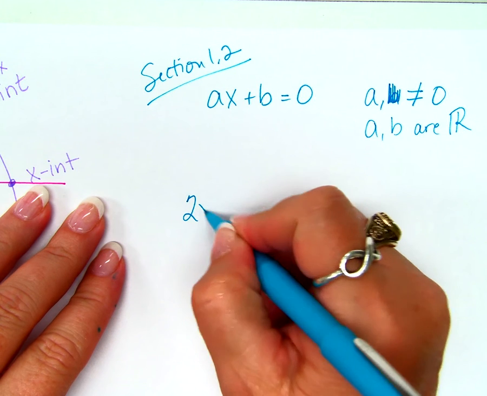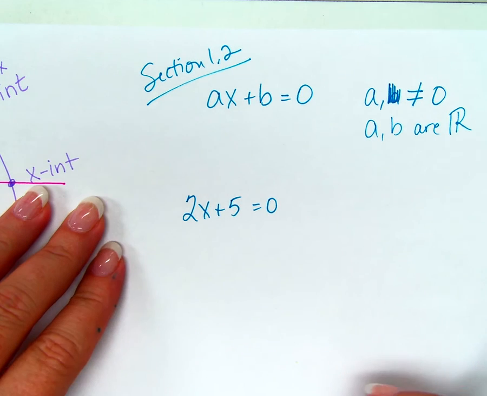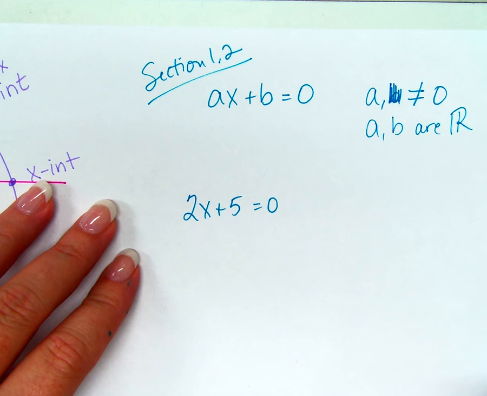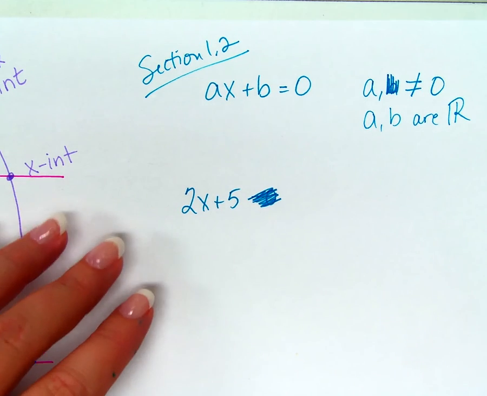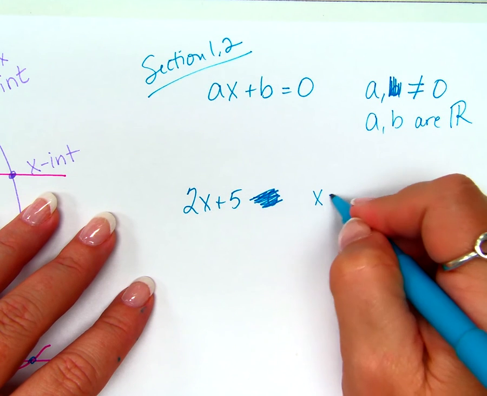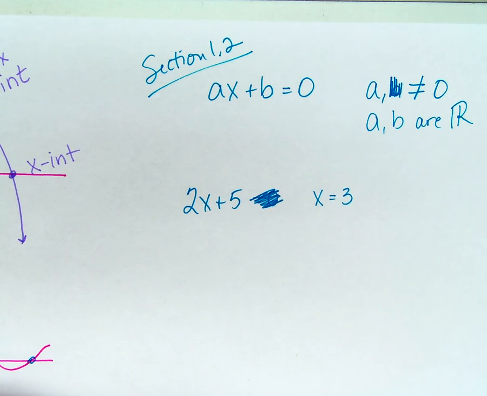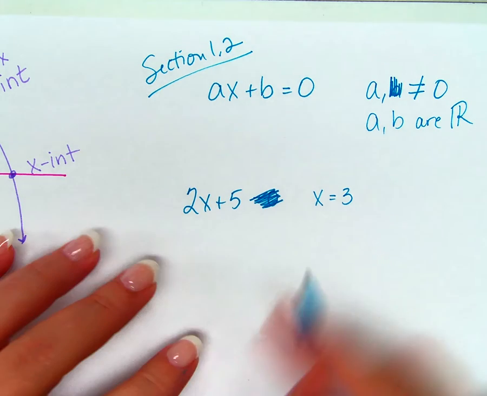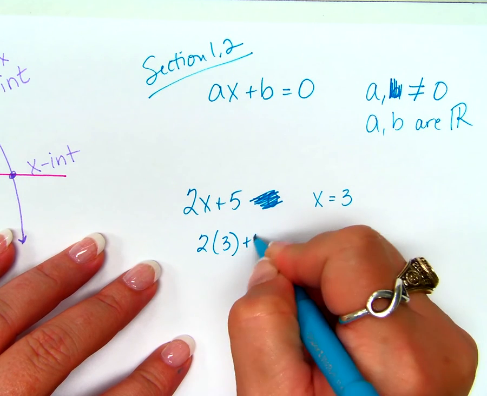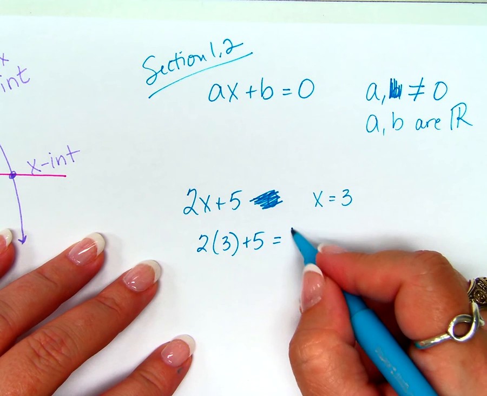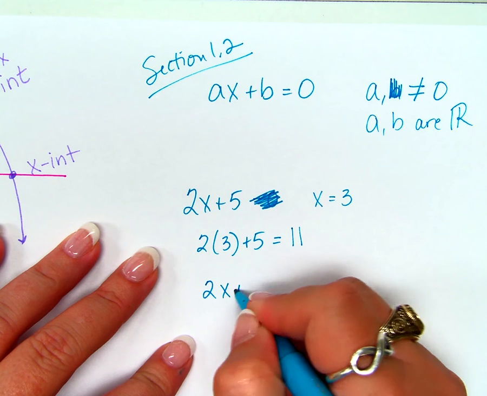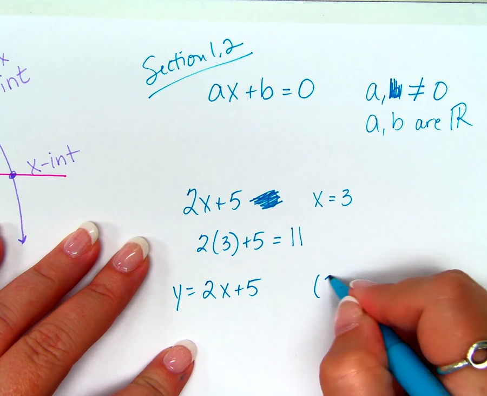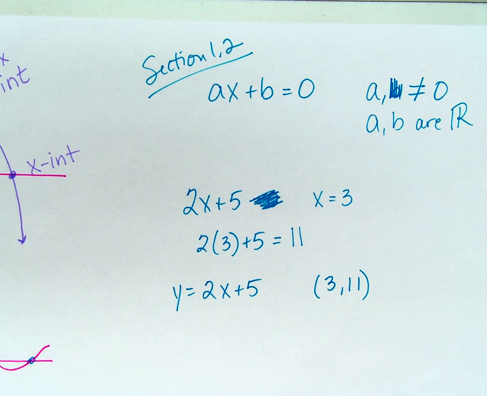If I tell you 2x plus 5, no equation, just an expression, what would you do if I said x equals 3? Oh, you'd substitute it in? So you'd say 2 times 3 plus 5, which happens to equal 11, right? Would you agree then that if the equation was y equals 2x plus 5, that (3, 11) would be on that line? Would you agree with that? Okay.